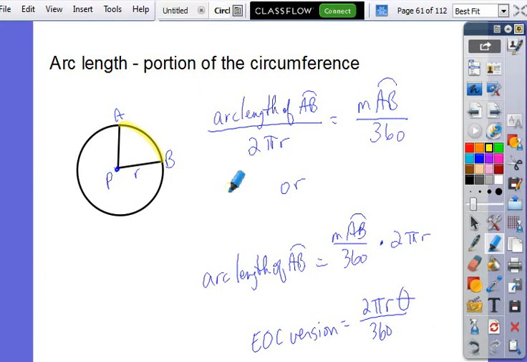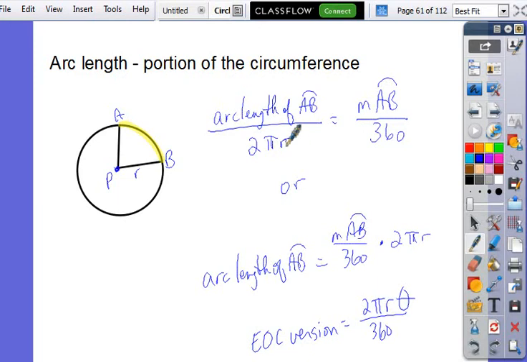All right, the 3 different formulas. If it asks you or talks about finding something other than arc length, we're going to use this top formula up here. The arc length, which is the part of the circle, goes over 2 pi r.